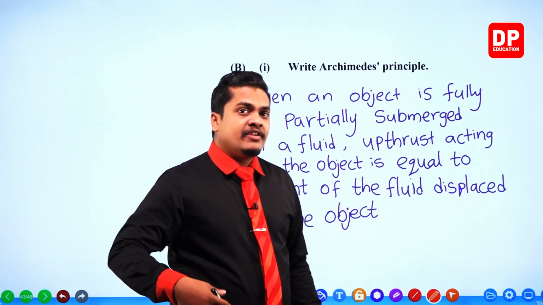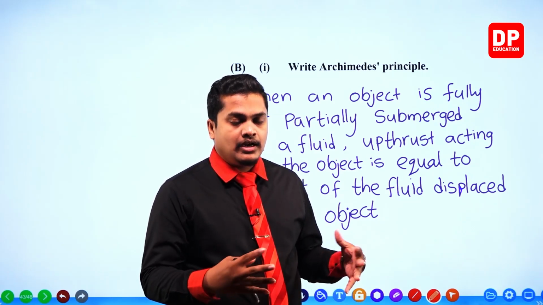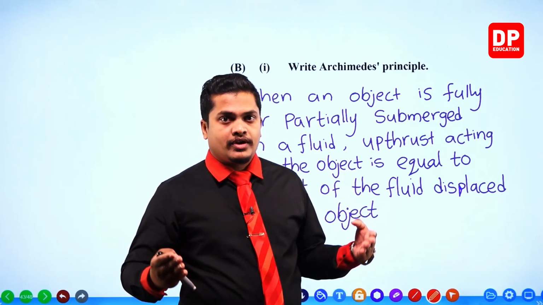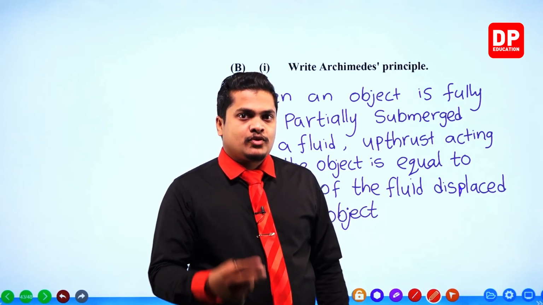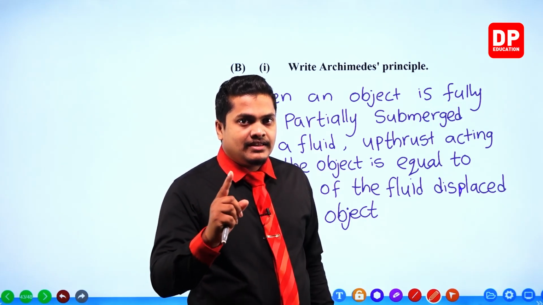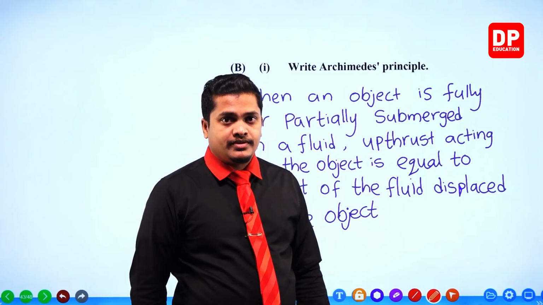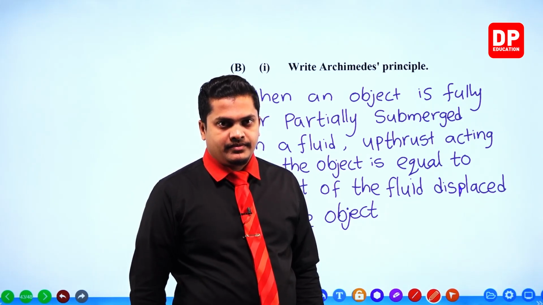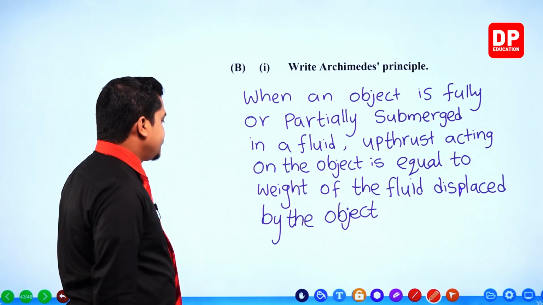You know that when we are submerging objects in a fluid or in a liquid, some amount of water or some amount of fluid or some amount of liquid is displaced out. So when you take the weight of this amount of liquid which is displaced, that weight is equal to the upthrust acting on the object by that particular fluid. This is the Archimedes principle, my dear children. Right.